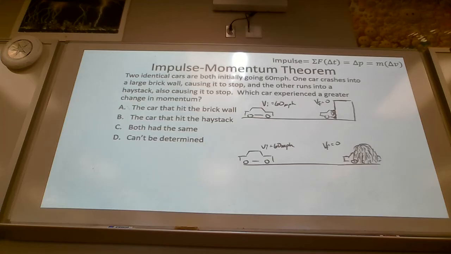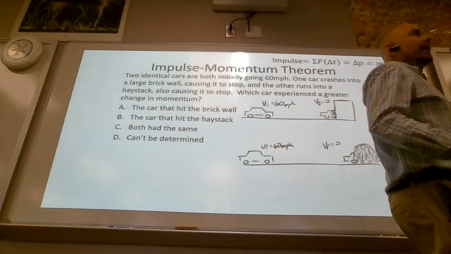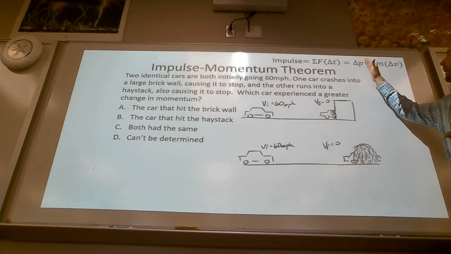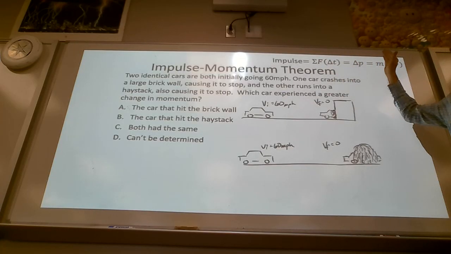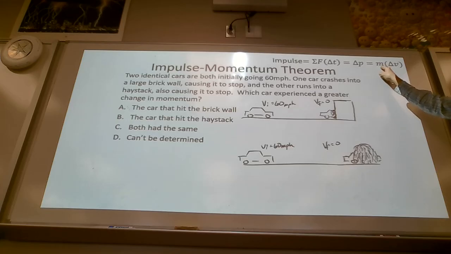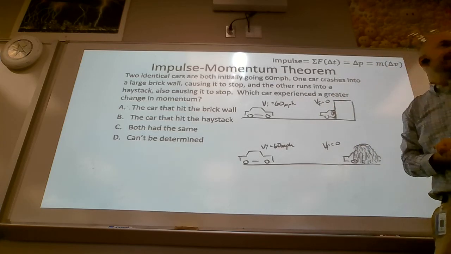Correct answer is? Good. To answer this, you are either going force times time or mass times change in velocity. Which one's the definitive, rock solid approach to give you C? Mass times change in velocity. They both have the same mass. They started at 60 miles an hour and they end up with 0. Force times time, you're like, I don't know.